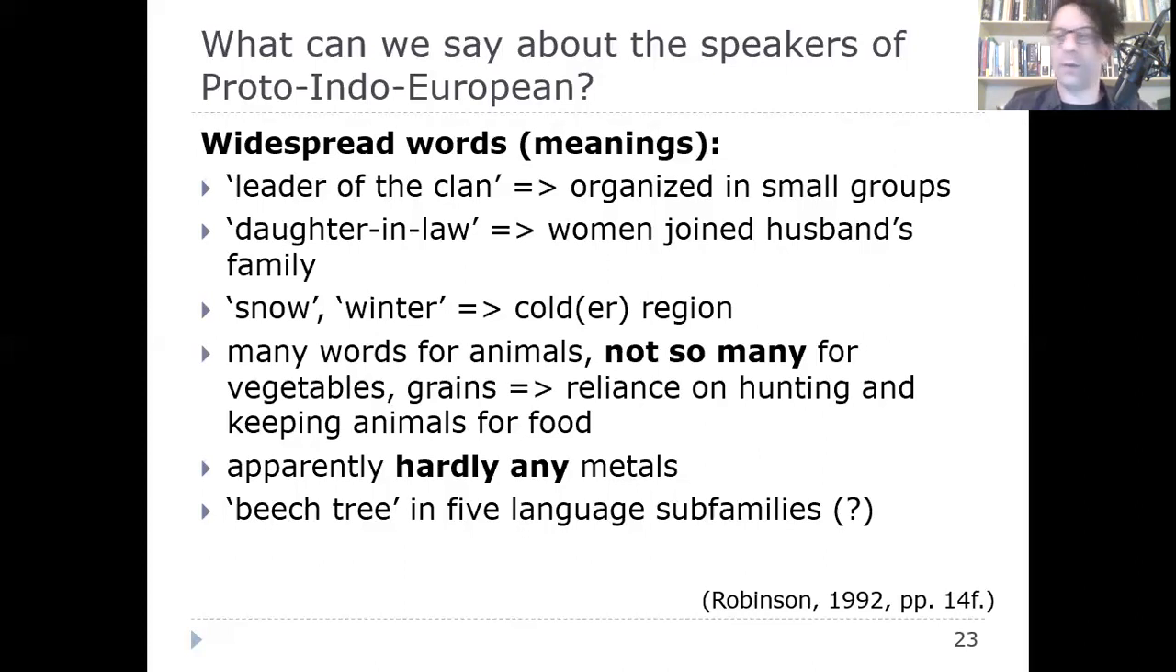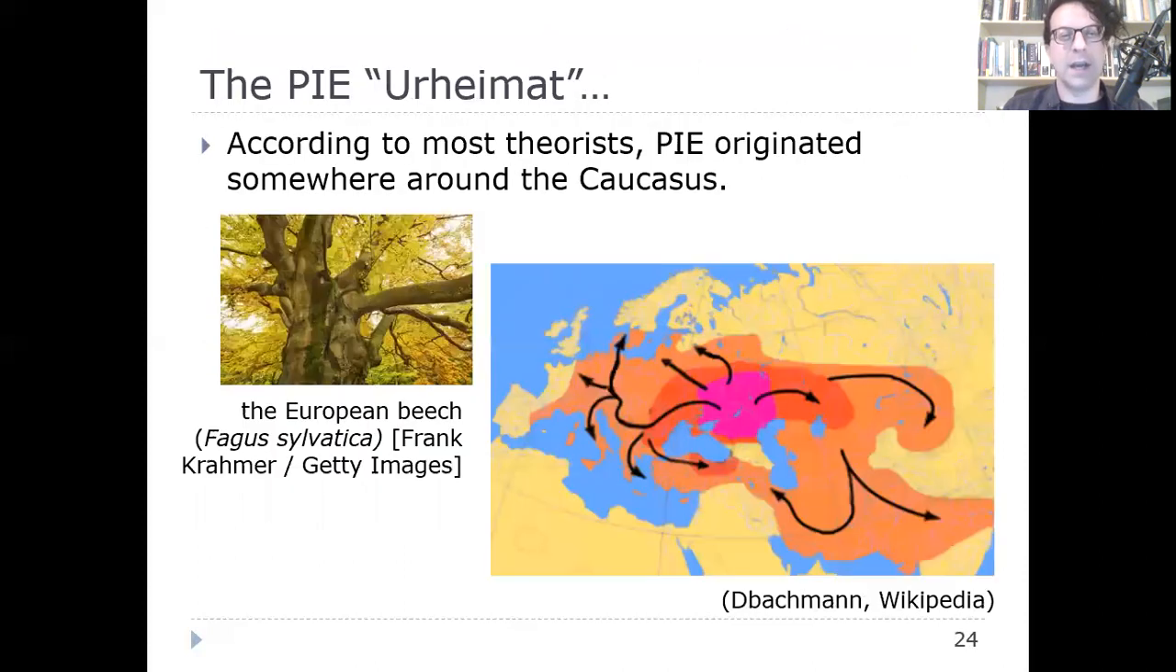So based on this, now we have to look into zoology, I guess, and biology, to see where beech trees grow, where did they grow thousands of years ago, and so on. And then we can, from all of these little bits and pieces of evidence, according to most theorists, of course, there are different theories, say that Proto-Indo-European seems to have originated somewhere around the Caucasus region. That's maybe as close as we can get safely to saying where this language was first spoken.